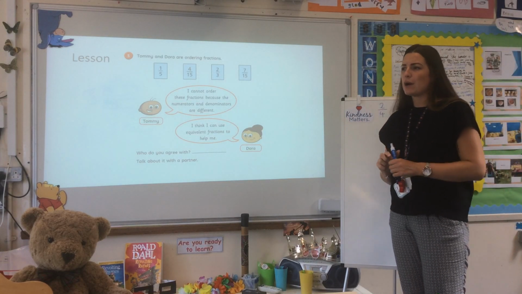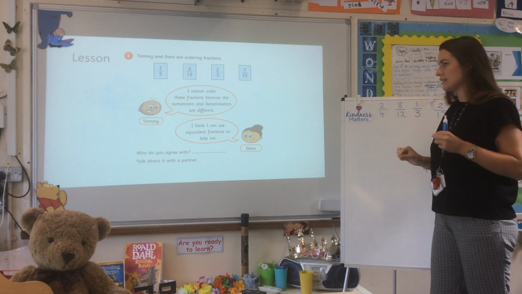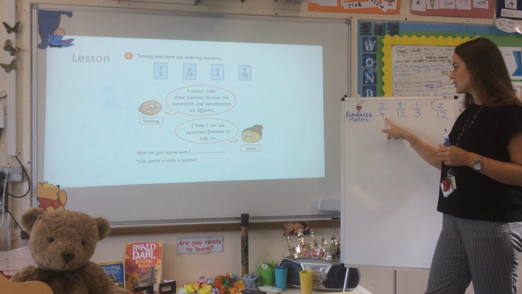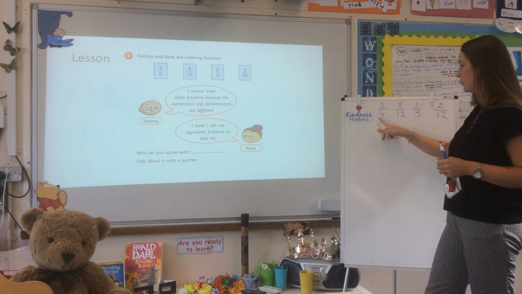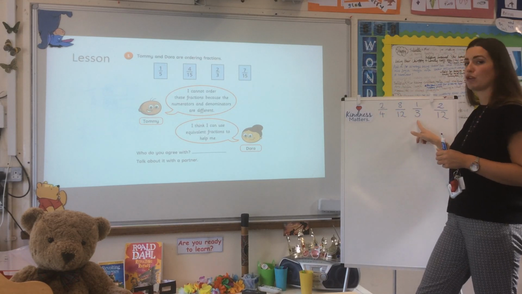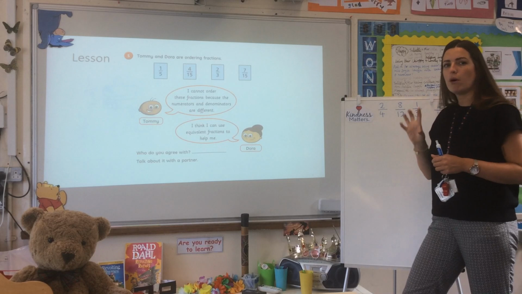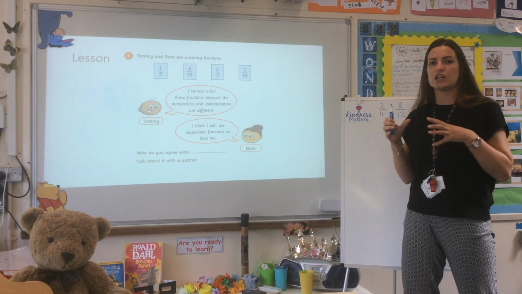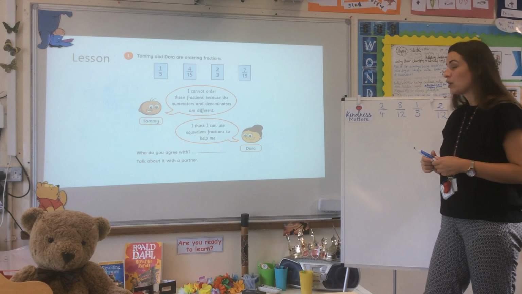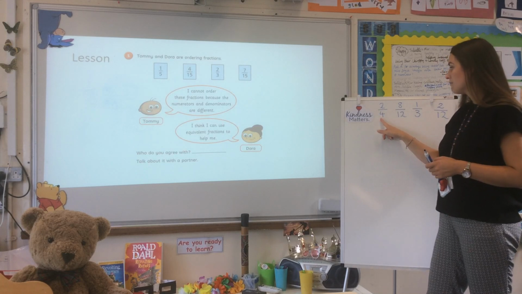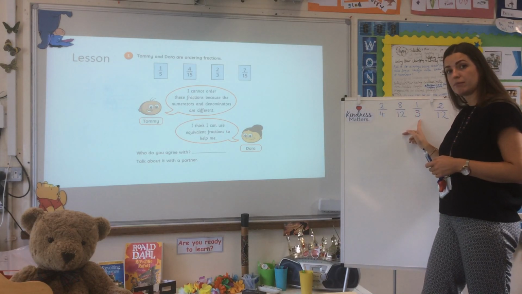Now if we look, now maths is all about spotting patterns, and if we look at the denominators of 4, so ignore the numerators, they're not relevant at the moment, just look at these numbers along the bottom, 4, 12 and 3. What pattern do you notice? Why have I chosen those denominators? Well, if you think, they're all multiples of each other.